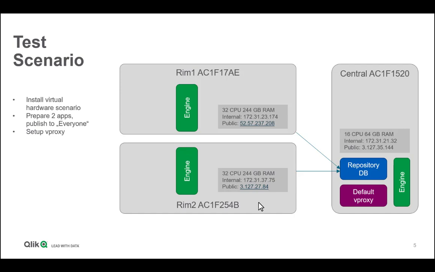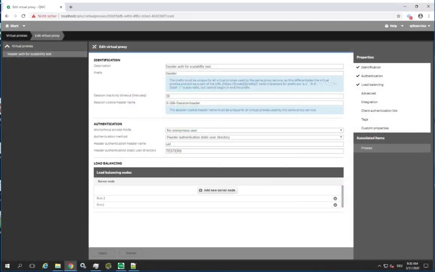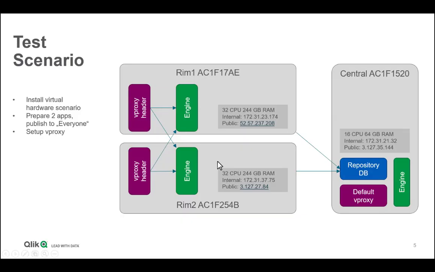I have to set up a virtual proxy for the tests later. That virtual proxy I called header, and it's using header authentication. And I set this virtual proxy to do load balancing between the two engines. So it doesn't really matter on which public IP address I try to get the app open. That virtual proxy will, in a round robin principle, look for the best suited engine.